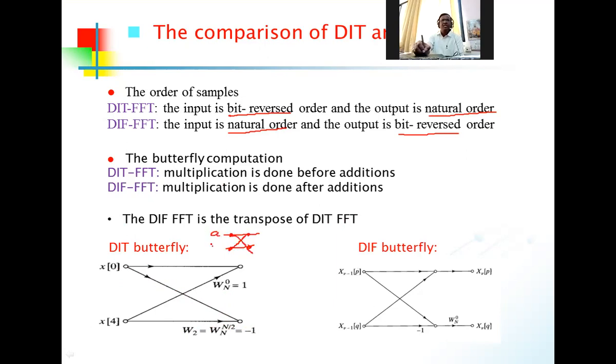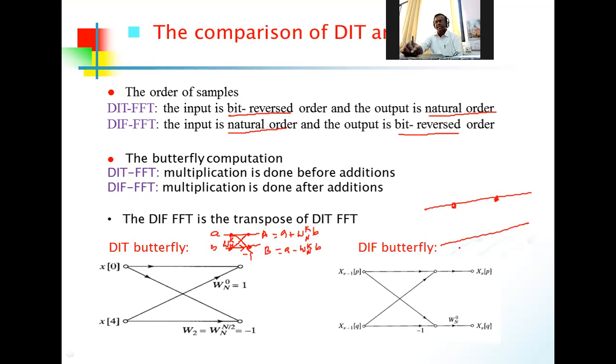This is A, B, and here is the multiplier Wn to the power K, and this is minus 1. The answers we are getting are A equals A plus Wn to the power K multiplied with B, and B equals A minus Wn to the power K multiplied with B. Whereas for DIF FFT algorithm, we draw the butterfly diagram this way.